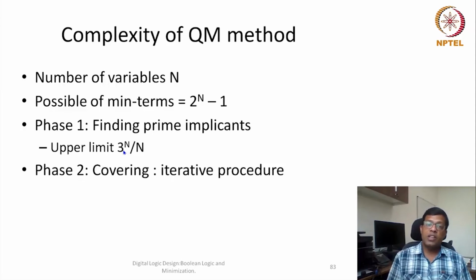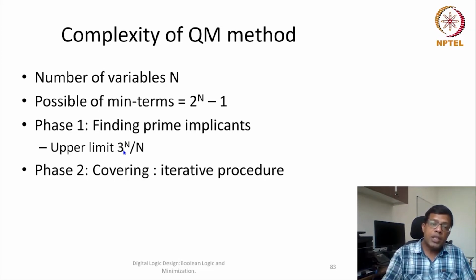Similarly, in the second phase, covering is also an iterative process. We first remove the essential prime implicants, which are the implicants that cover min terms covered by only one implicant, or only a few implicants. After that, for the remaining prime implicants we are still covering min terms one by one, and the total number of min terms is exponential. So the overall cost of this QM method is non-polynomial.